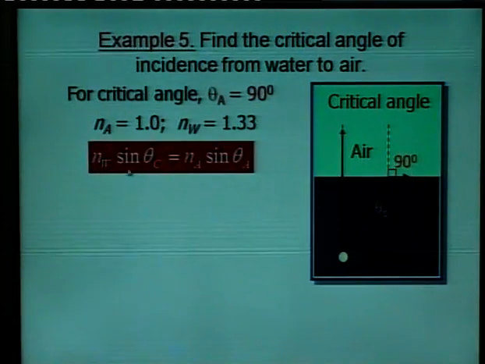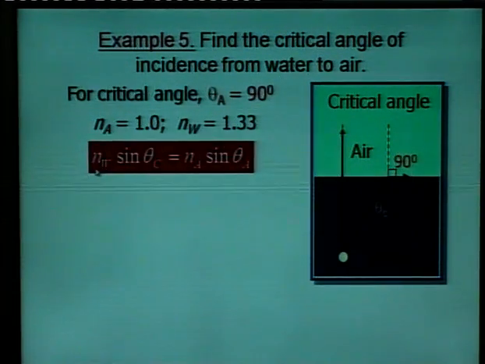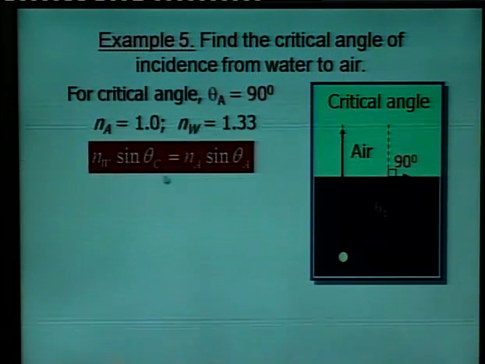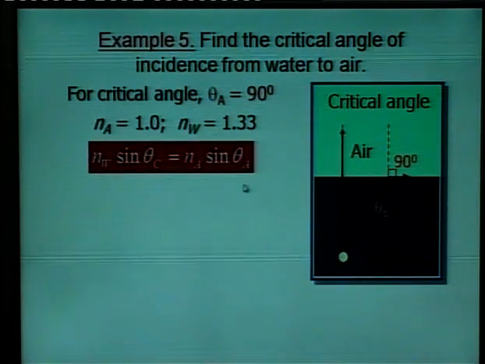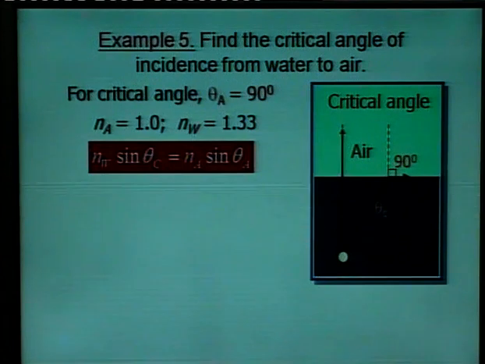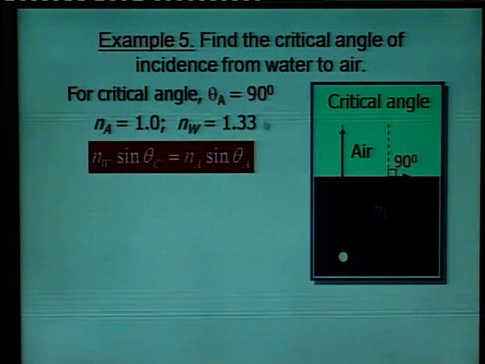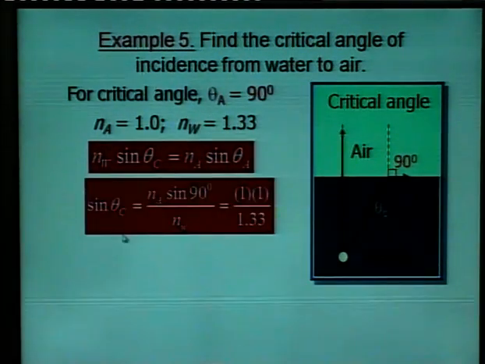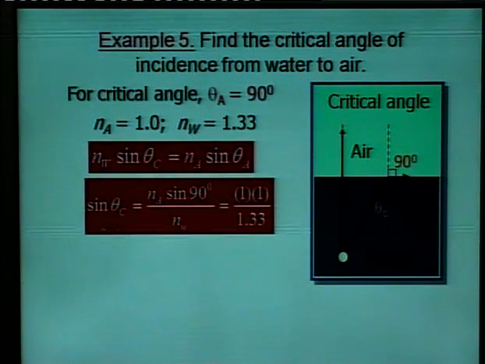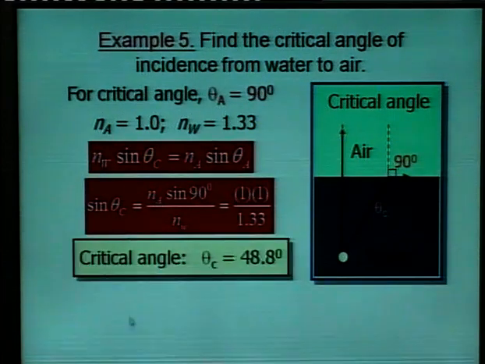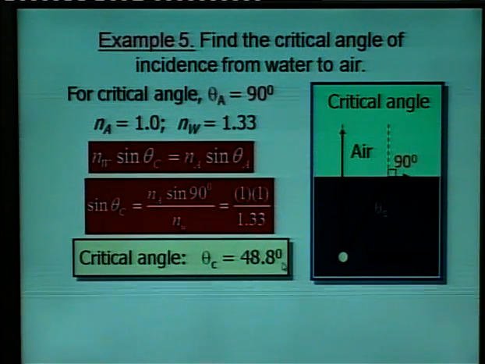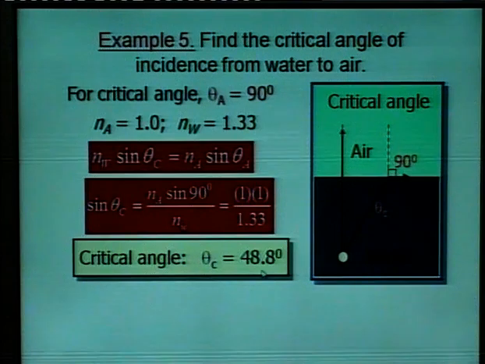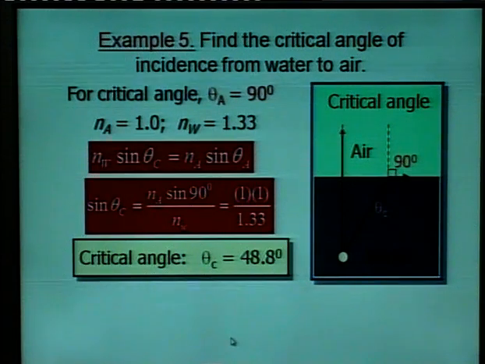So using Snell's law, nw into sin theta c is na into sin theta a. We have to find the value of theta c. Theta a is 90 degrees. We know its value, and we know the refractive indices of air and water. So substituting all these values, theta c comes out to be 48.8 degrees. So the critical angle for this situation is 48.8 degrees.